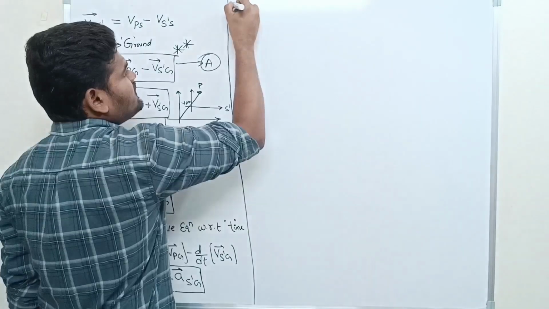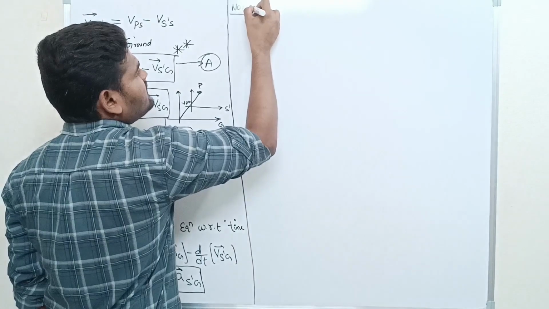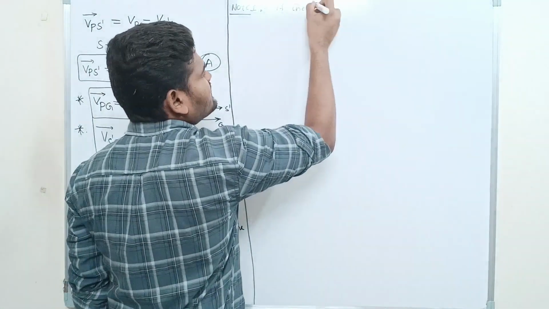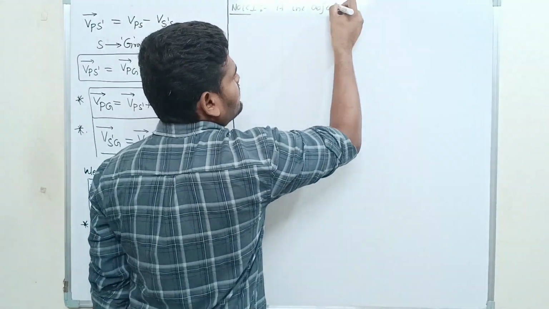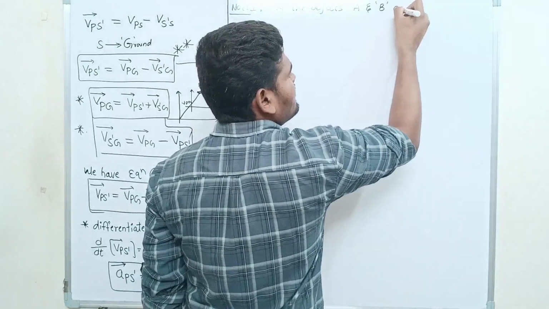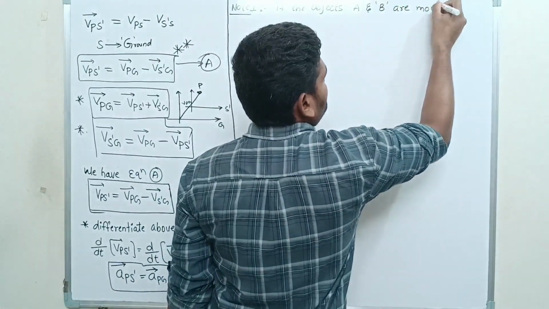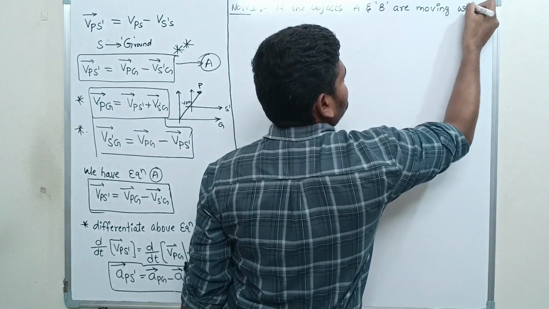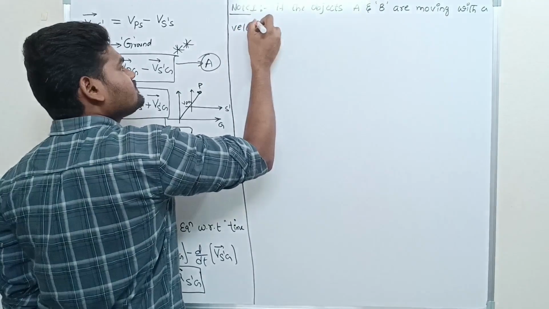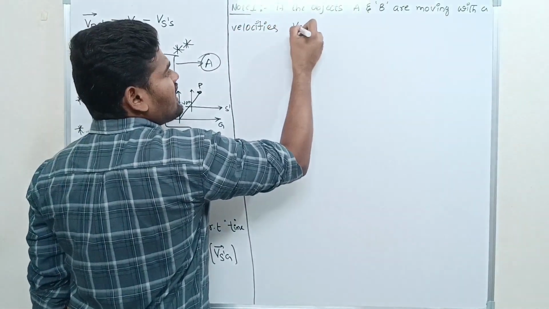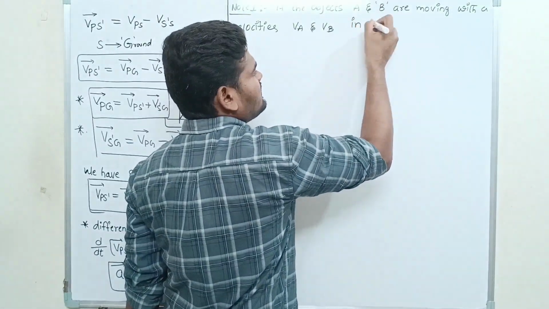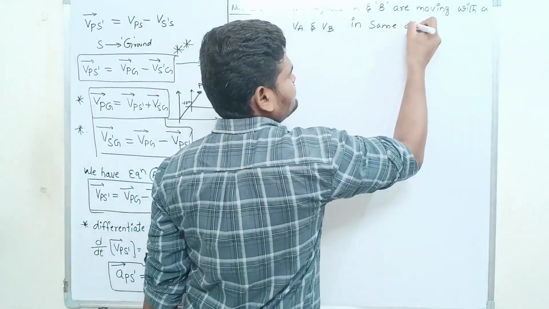Have a look. So note number one. If the two objects, capital A and B, are moving with speeds or velocities, whatever it is, VA and VB, in the same direction.